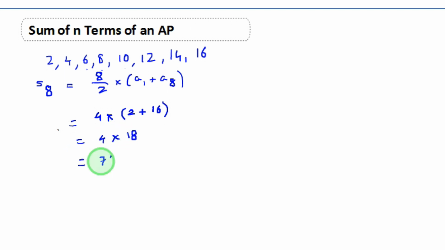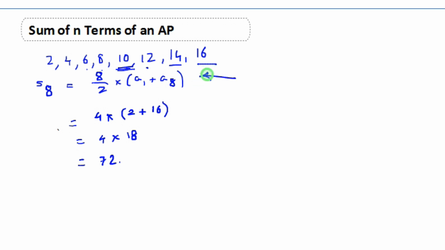Now let us see if that is correct. So we know that the sum up to 10 was 30. So 30 plus 12 is 42, 42 plus 14 is 56, and 56 plus 16 is 72. Yes, that indeed is correct, which means that this formula that we have is correct.